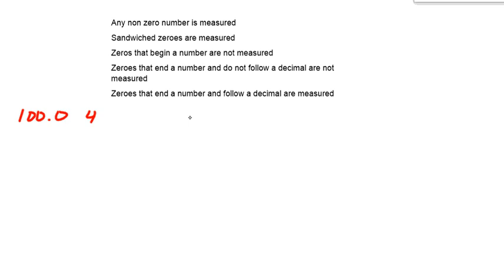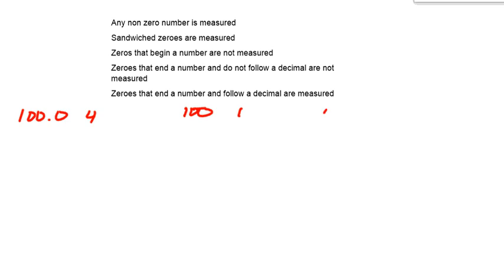Let's take a look at a contrary example, 100. We automatically know the 1 is measured, but these 2 zeros end a number, but they don't follow a decimal. The decimal point would be here if we wanted to write that for significant reasons. So this one only has 1 significant digit, that 1 right there. These 2 zeros do not follow a decimal, and nor do they end the number.